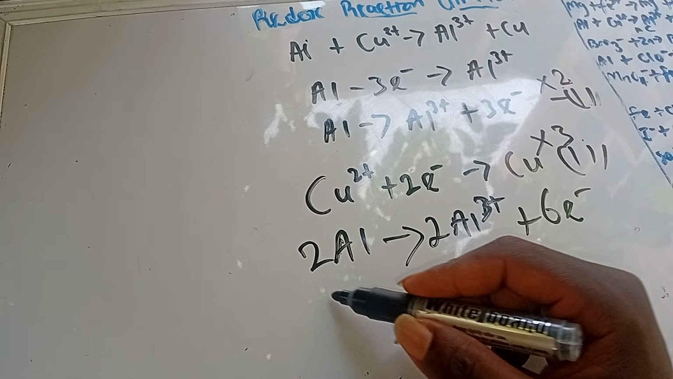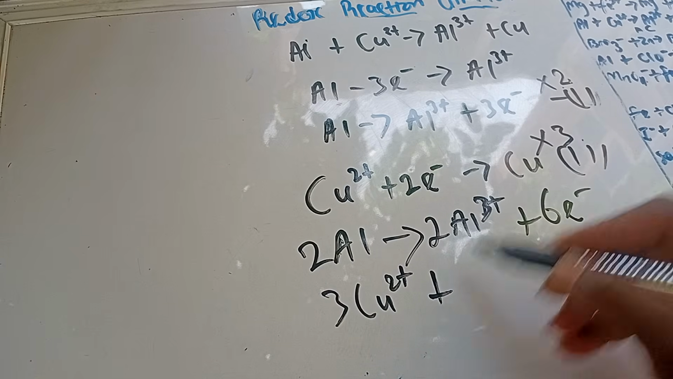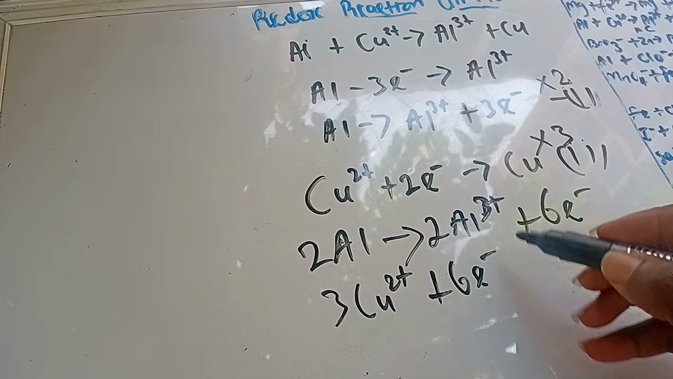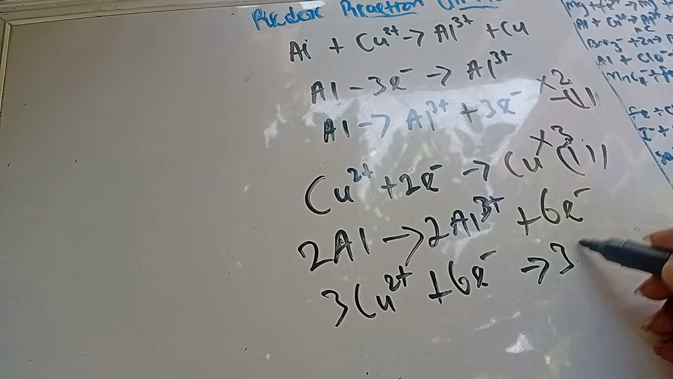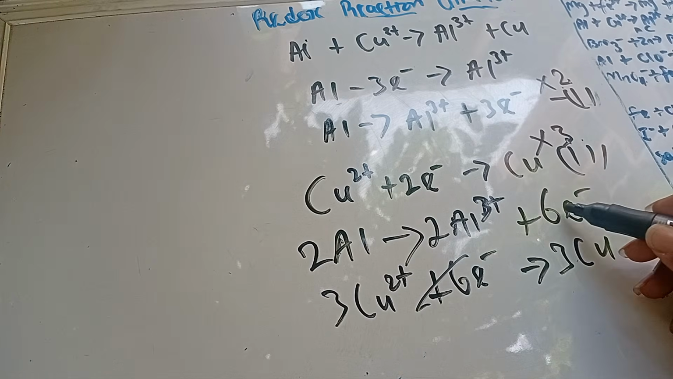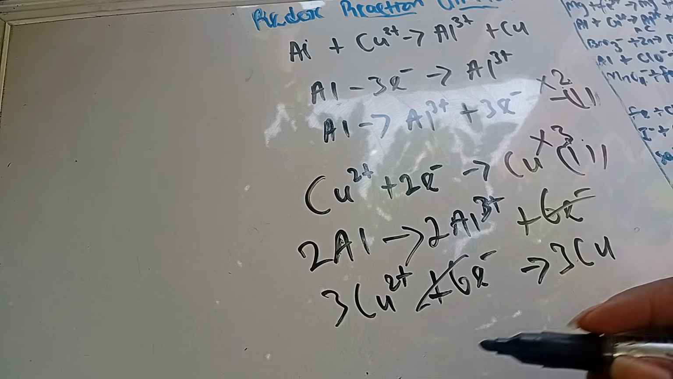3 times copper, we have 3Cu2+. 3 times this, we have 6e-, to give us 3 times Cu, we have 3Cu. So 6e- cancels 6e-. Now let's write the final equation.